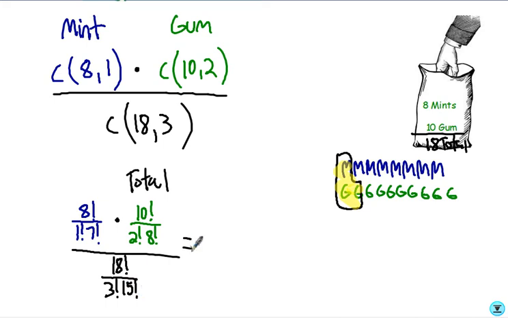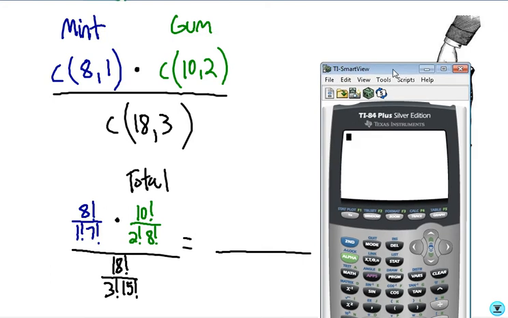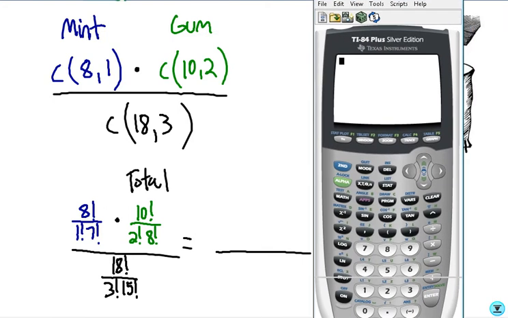So this would be a situation where we could use just the calculator to kind of simplify things for us instead of writing all of that out. So I'm going to take the first one. Let's say the mint. So we'll say 8 factorial divided by 1 factorial, 7 factorial. Oop, hit the wrong thing there. 8 factorial.